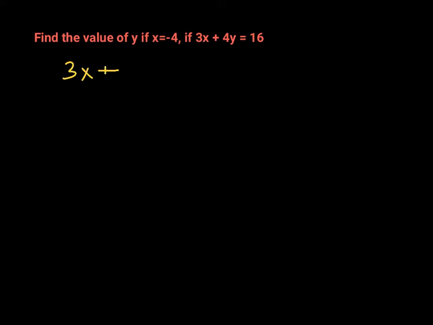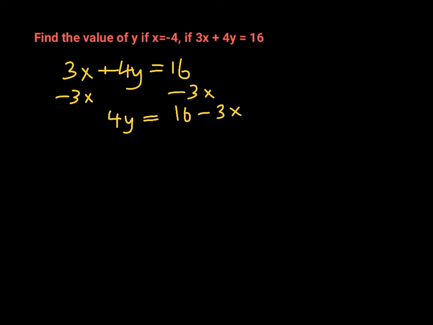3x plus 4y is equal to 16. So we want to bring x to the right side. So negative 3x on either side. This leaves us with 4y is equal to 16 minus 3x. So what do you do next? We only want y to be left alone on the left side, so we divide this side by 4, and we also divide this by 4. So what we have is y is equal to 16 minus 3x divided by 4.